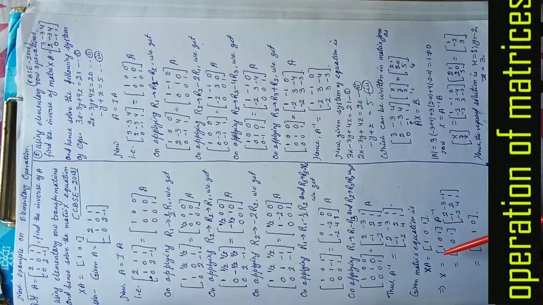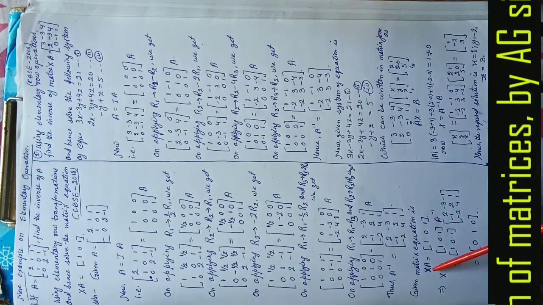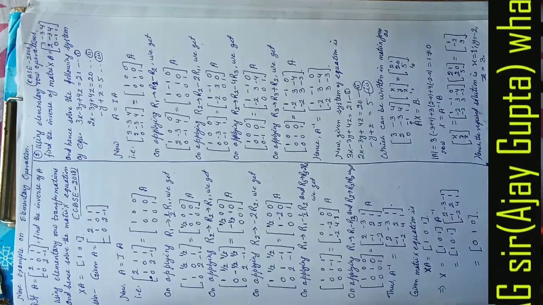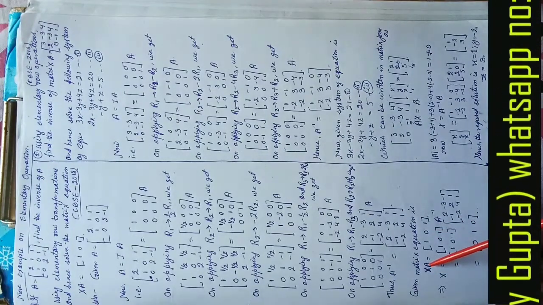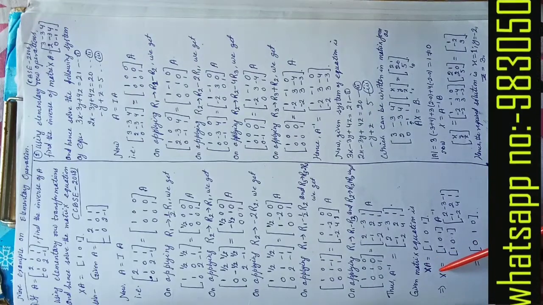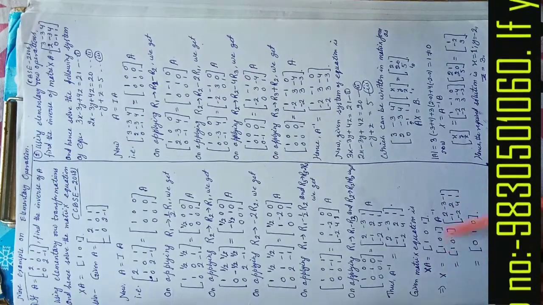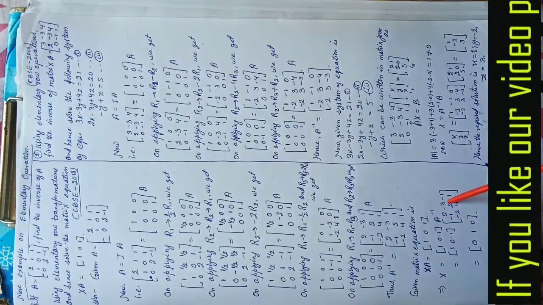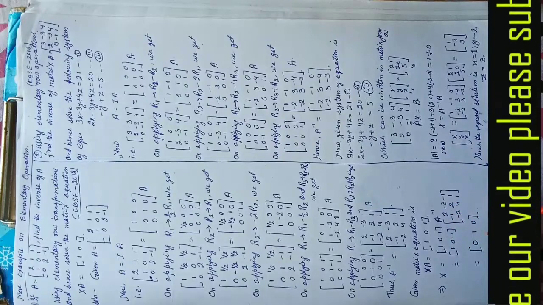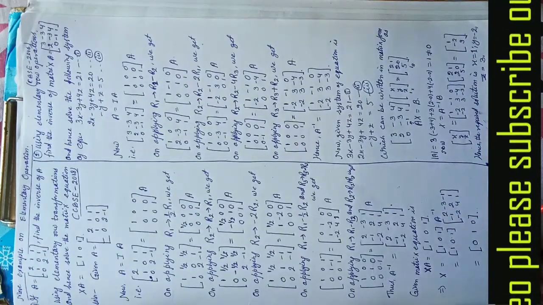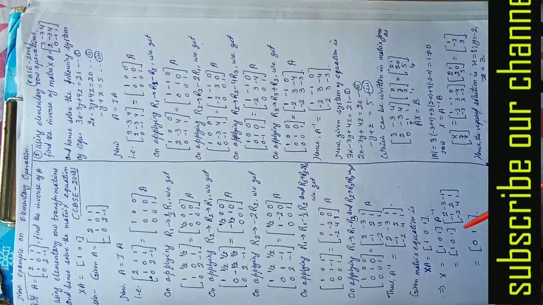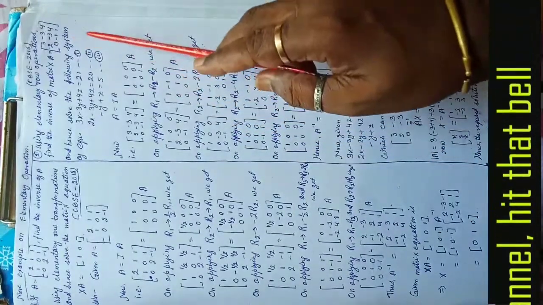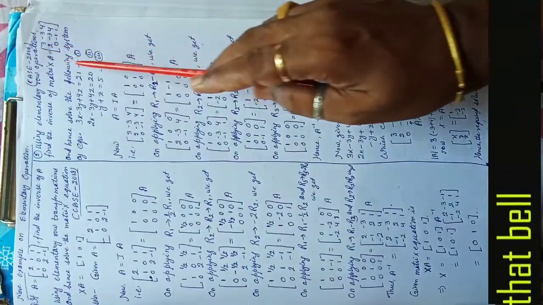Now here we have to solve this one. AX is equal to this matrix. Now on this side they multiplied by A inverse. Now we know the value of A inverse. It is kept over there. After multiplying this one, we will have this one. Now we have another example.